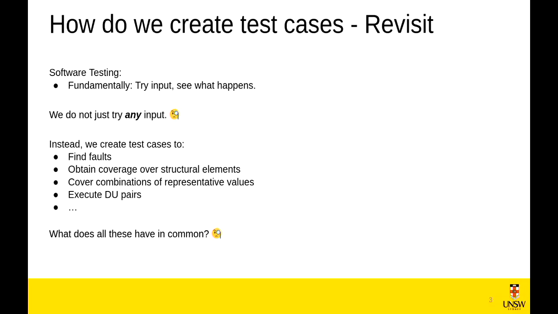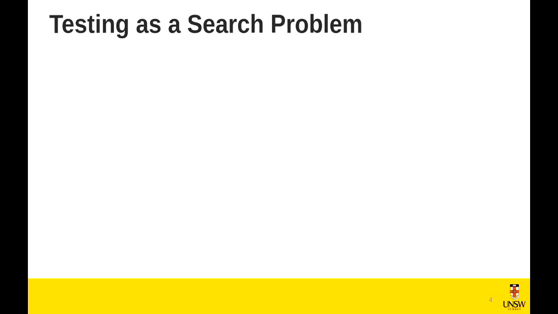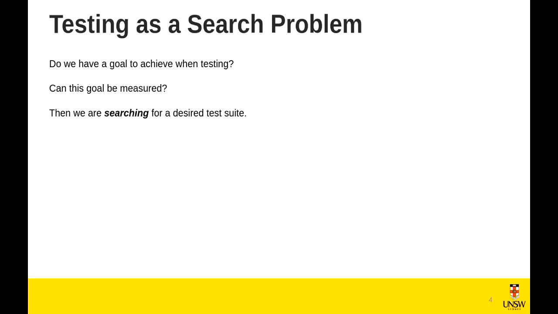So what do all these have in common? The thing is that we have a goal when we create these test cases. The goal could be finding faults, having better coverage, or covering some combinations of certain properties. So the question is, can this goal be measured? If this goal can be measured, then we are searching for a desired test suite. And actually, most of the goals we have seen just now could be measured, right? Like the number of faults, like the coverage percentage. So if we think about it like this, we are actually searching for a desired set of test cases from the infinite input space.